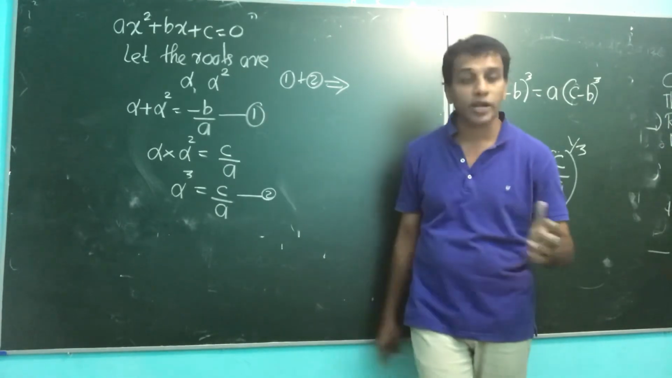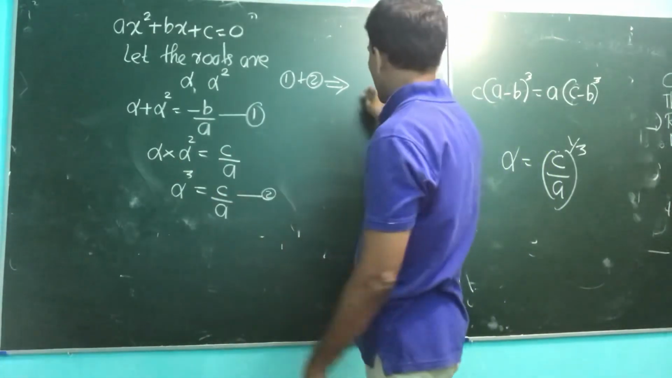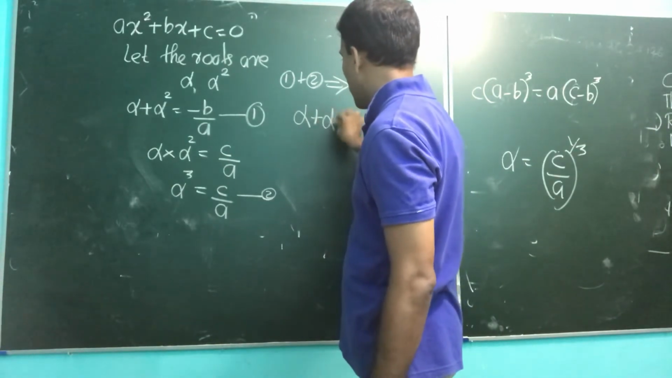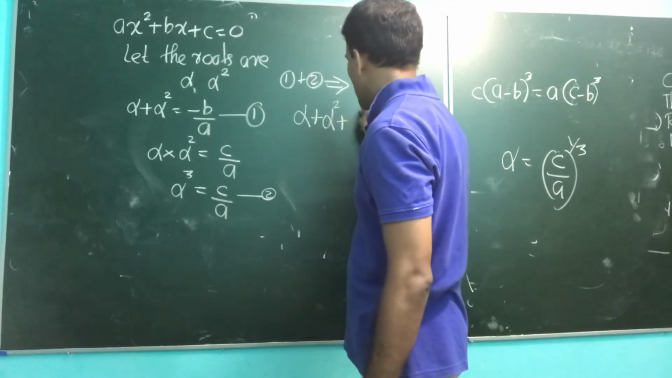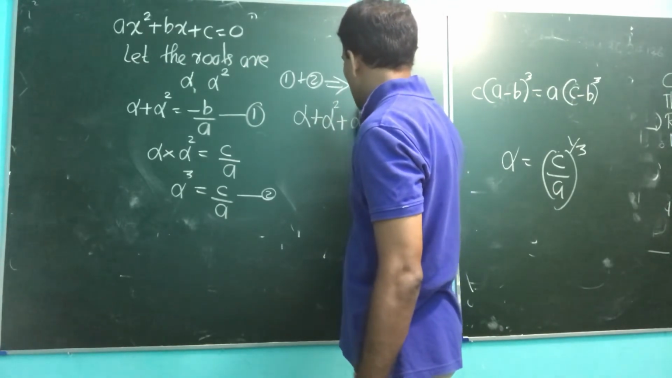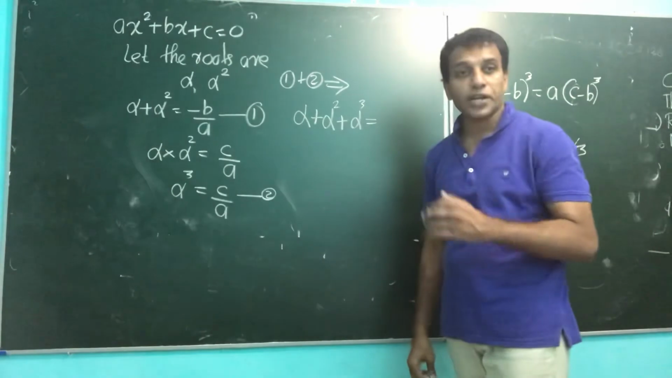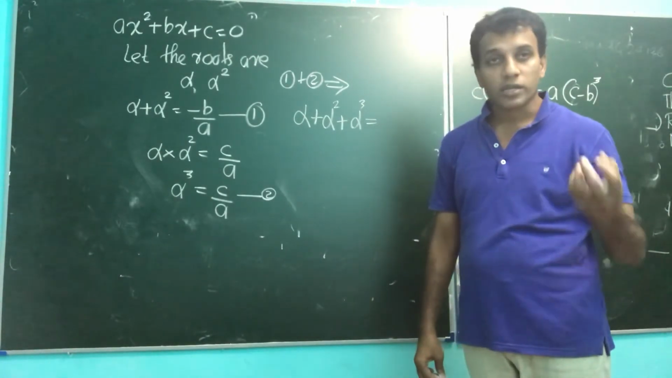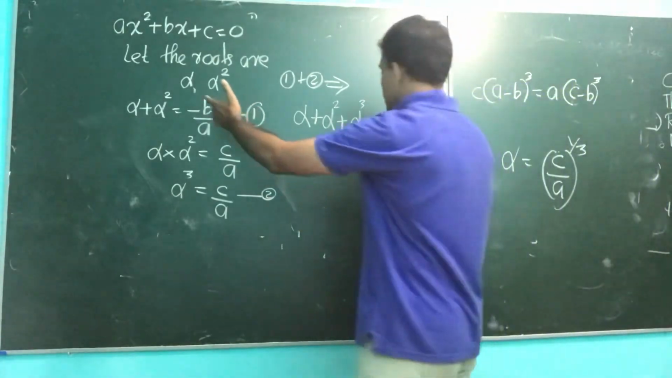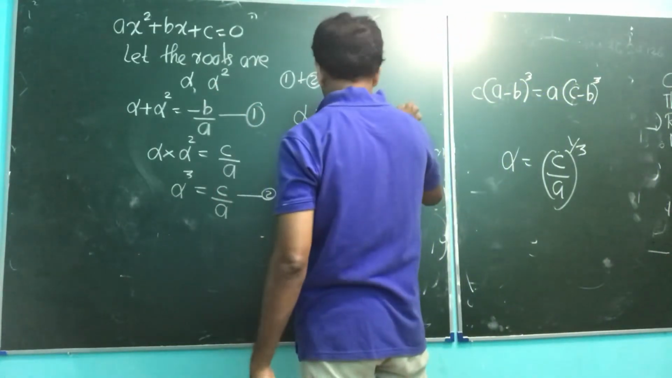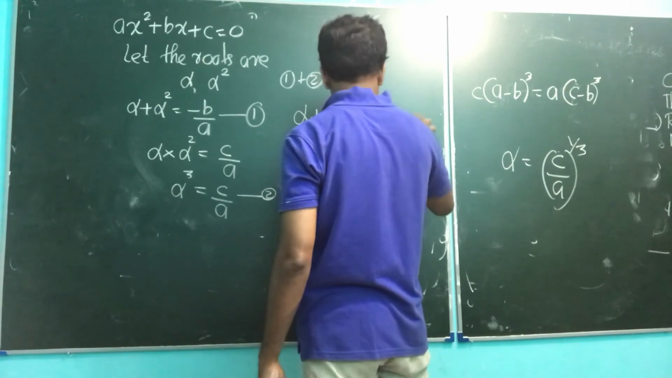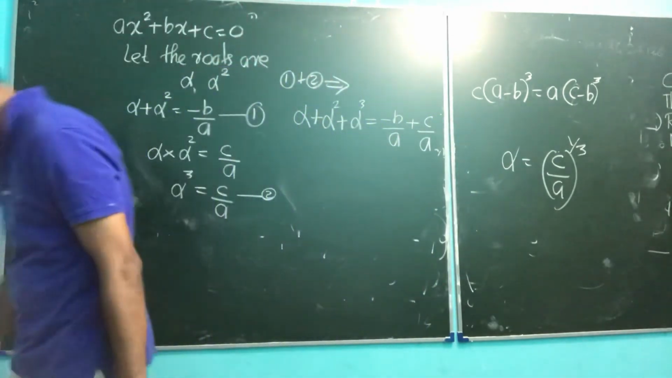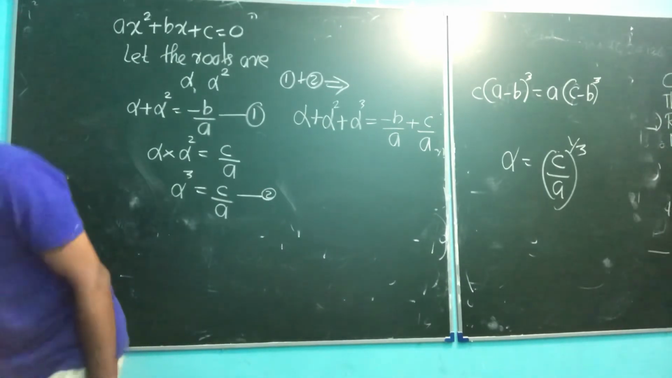Add 1 and 2. First equation alpha. Second equation alpha square. Third equation alpha cube equal. Add 1 and 2. First is alpha, second is alpha square, third is alpha cube. What is the answer? Minus B over A plus C over A. Okay, minus B over A plus C over A, right?